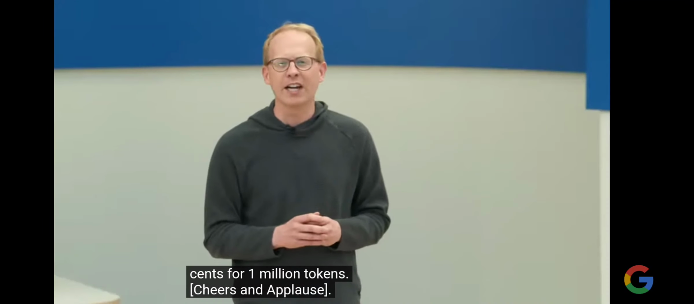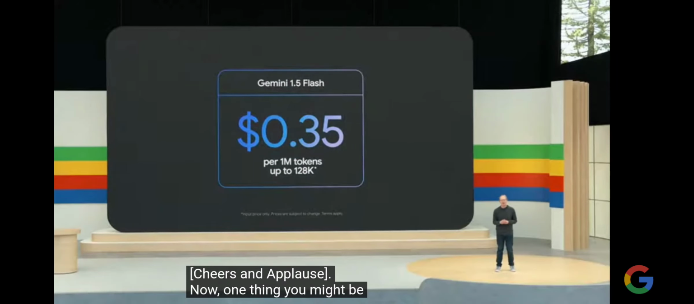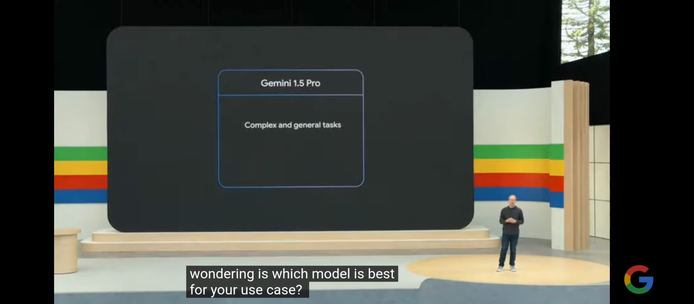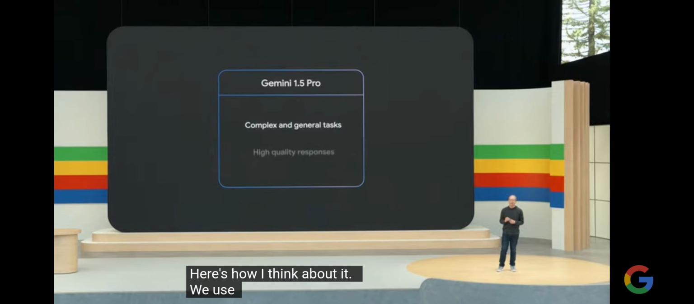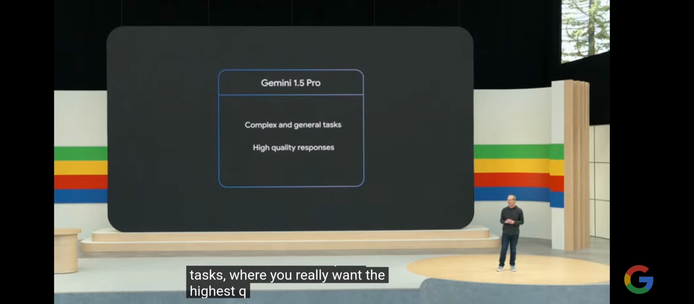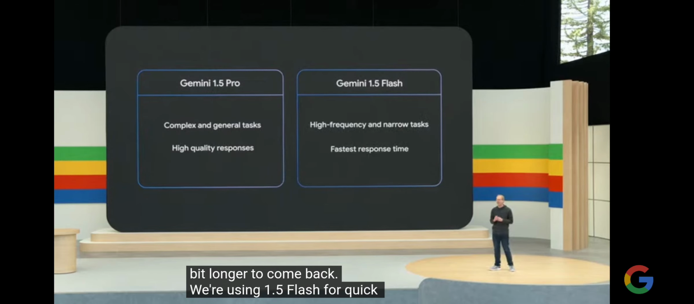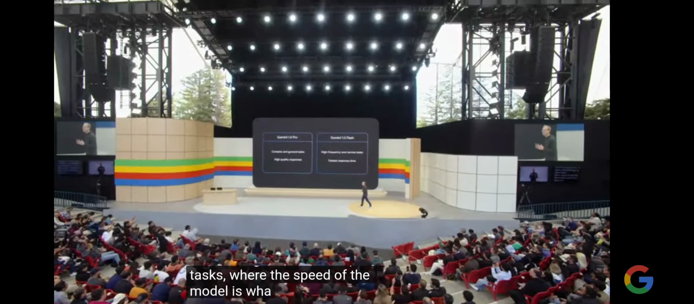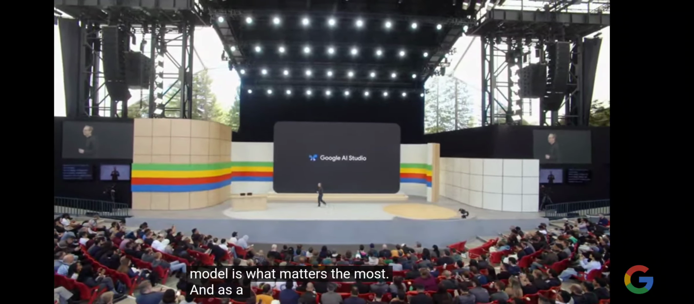Now, one thing you might be wondering is which model is best for your use case. Here's how we've been thinking about it on the team. We use 1.5 Pro for complex tasks, where you really want the highest quality response. And it's OK if it takes a little bit longer to come back. We're using 1.5 Flash for quick tasks, where the speed of the model is what matters the most. And as a developer, you can go try them both out today and see what works best for you.